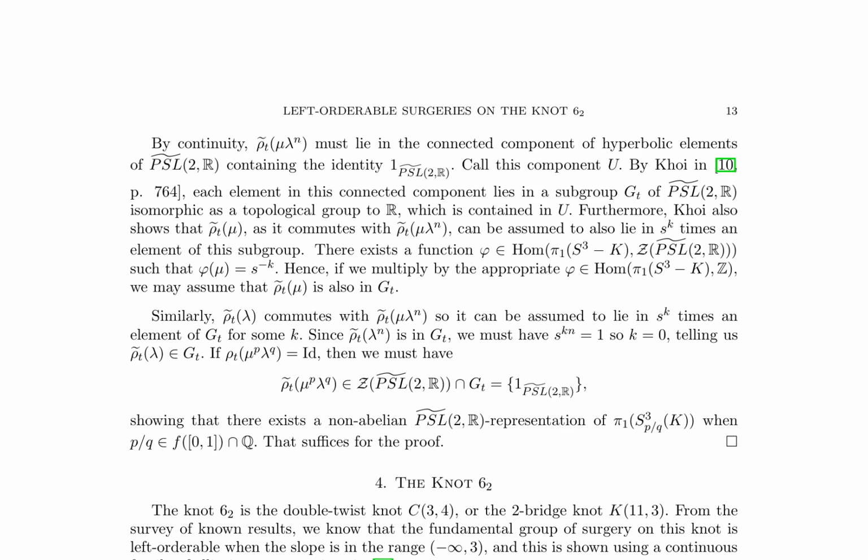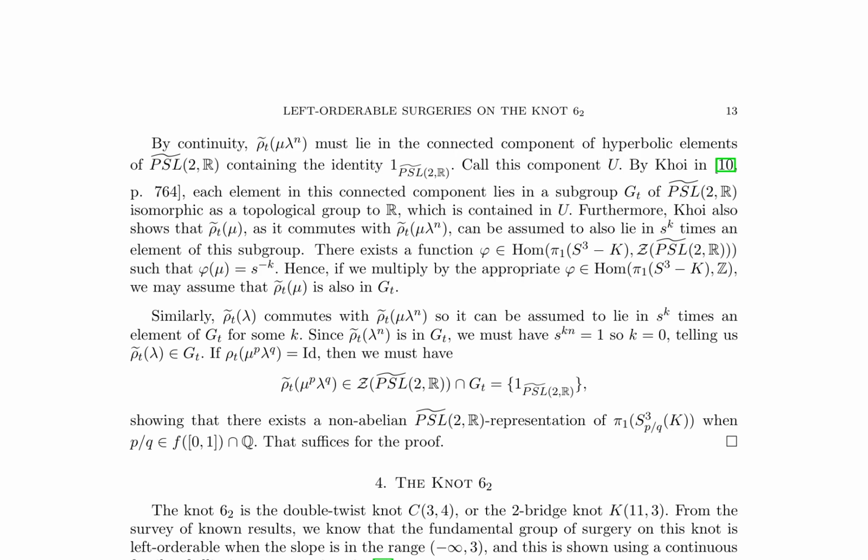Here is a combined summary of pages 13 and 14 of the research paper. The authors investigate left-orderable surgeries on the knot 6₂, specifically the double twist knot C(3, 4), or the two-bridge knot K(11, 3). They demonstrate the power of their method by proving that any slope in the range (4, 8) on K(11, 3) has a left-orderable fundamental group by exhibiting a continuous family of hyperbolic representations.